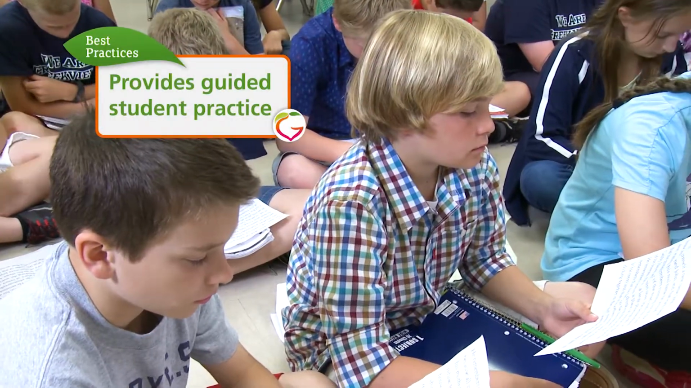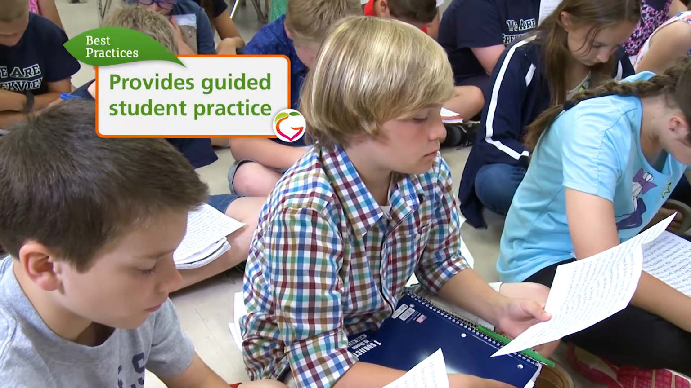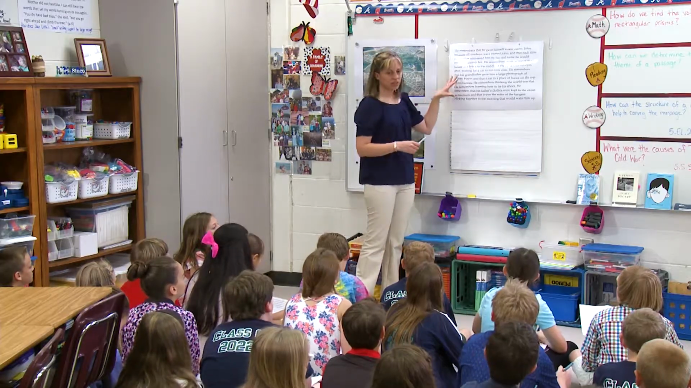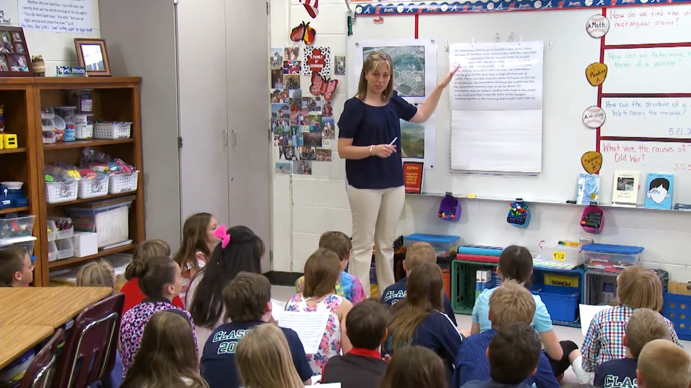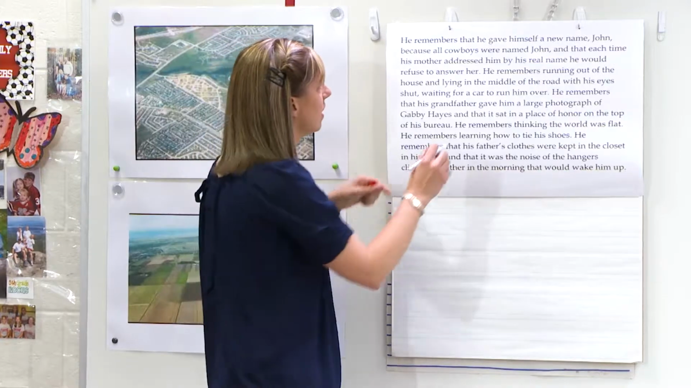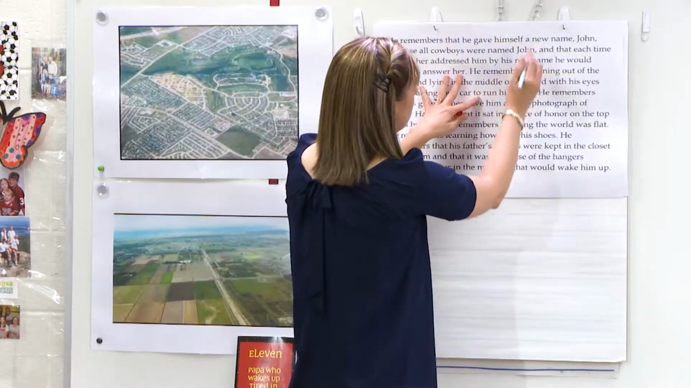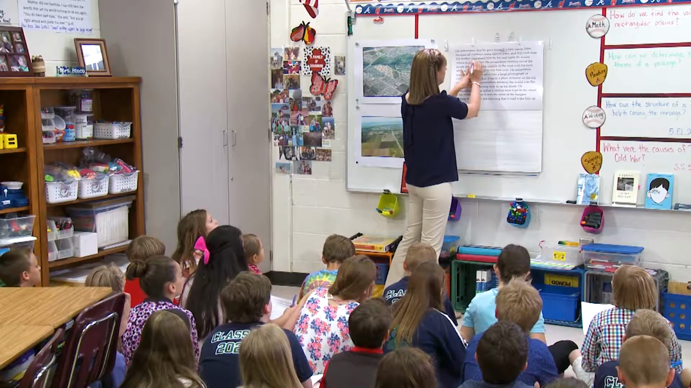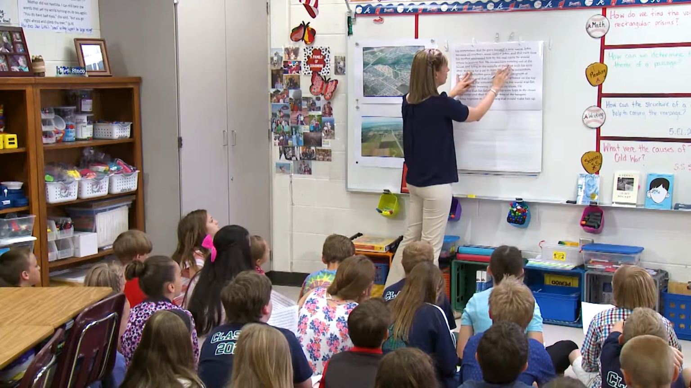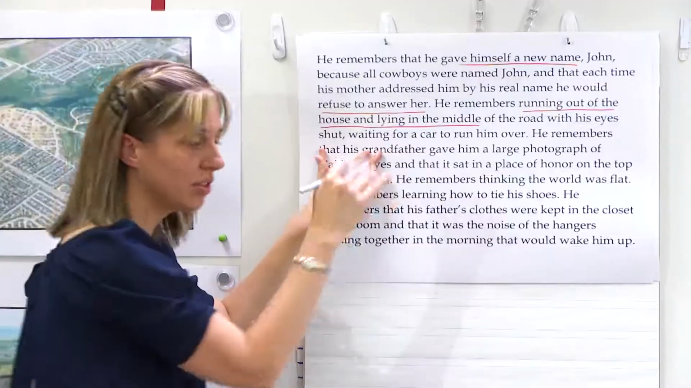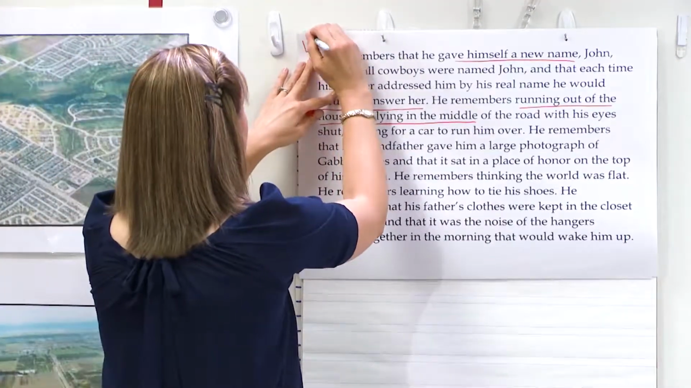All right, writers, so will you join me in looking at this memoir and trying to figure out what structure was used here by the author? So one thing I'm noticing right away is that it seems to be kind of like a list. Are you noticing that as well? Okay, so I'm noticing that it's kind of like a list. You know, he gave himself a new name. He would refuse to answer. He remembers running out of the house and lying in the middle of the road. So I'm noticing it looks a bit like a list.